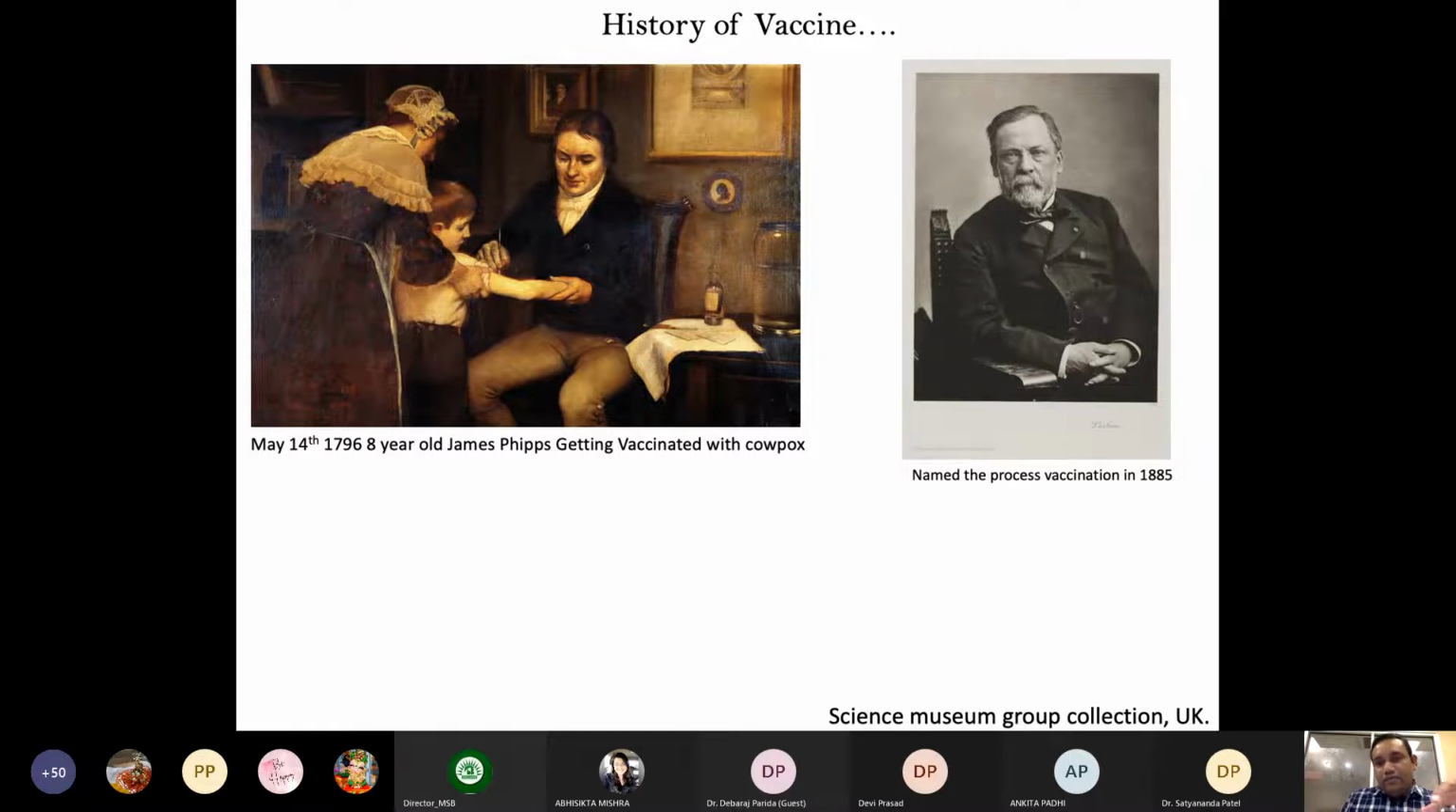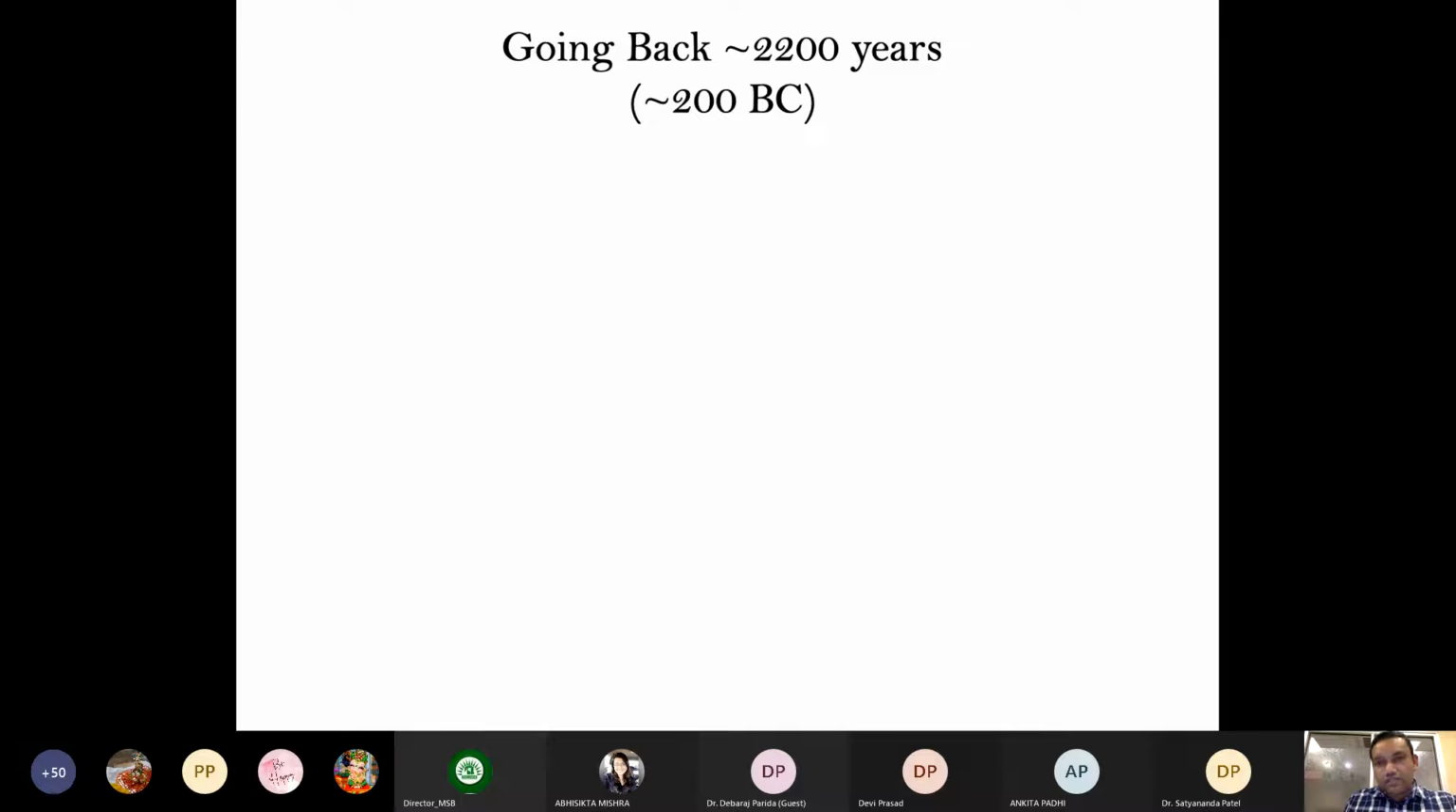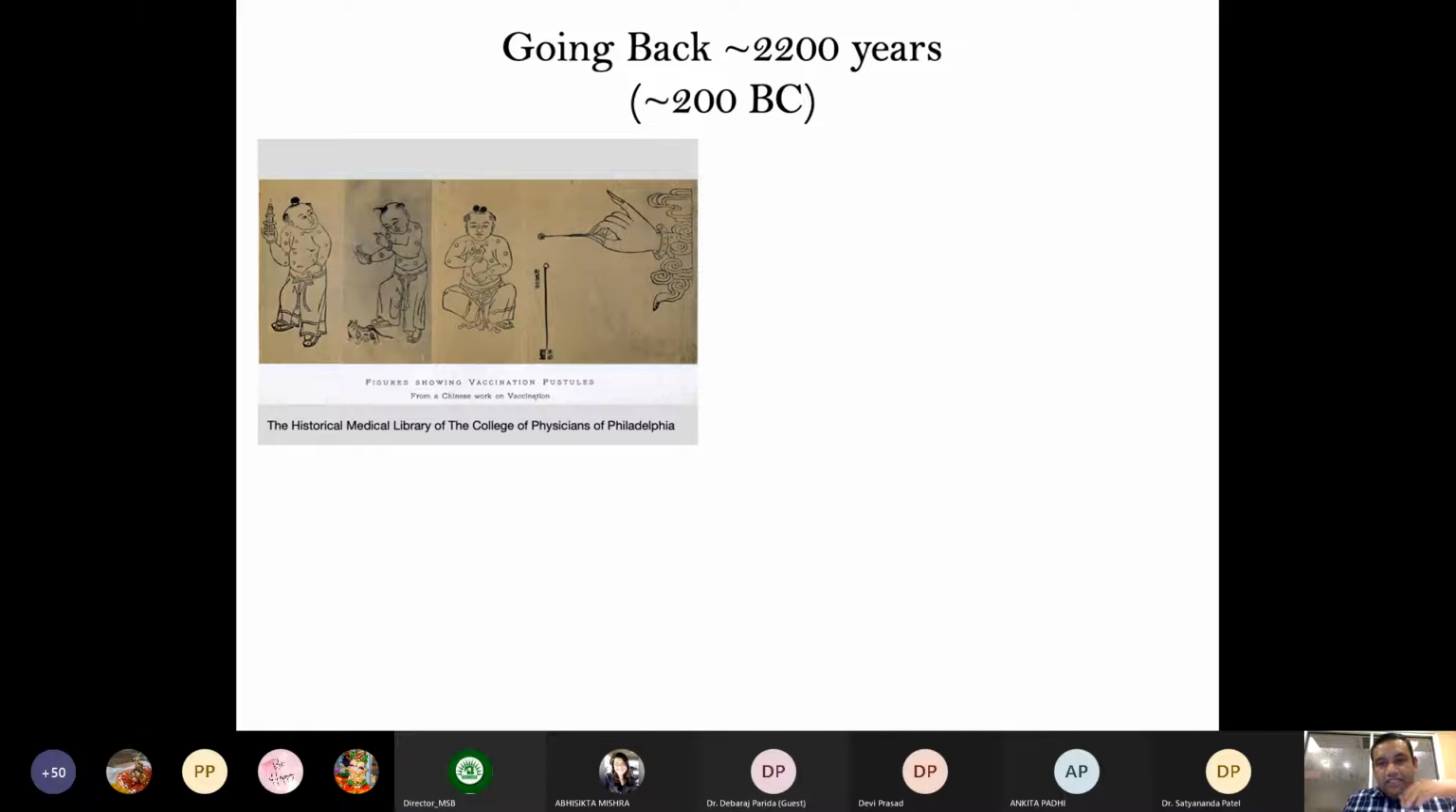The word vaccination comes from Westerners in the early 1800s, but this process was age-old. I will take you back close to 2,200 years, to around 200 BC. There are records that say people have been using this strategy to vaccinate people, without knowing that this was vaccination.